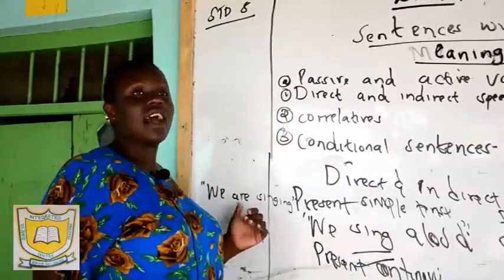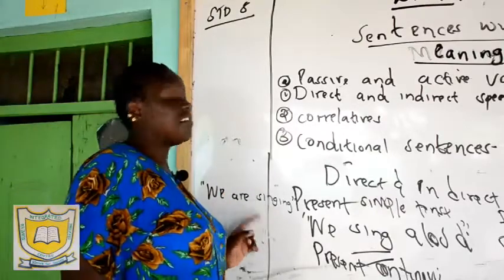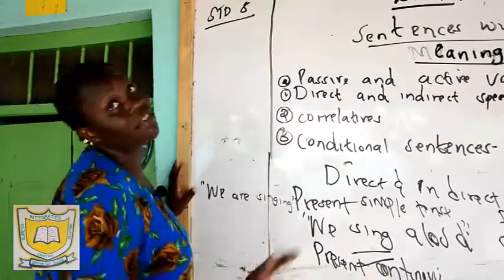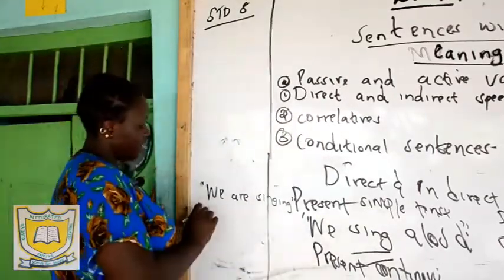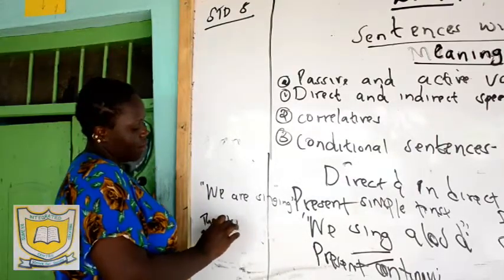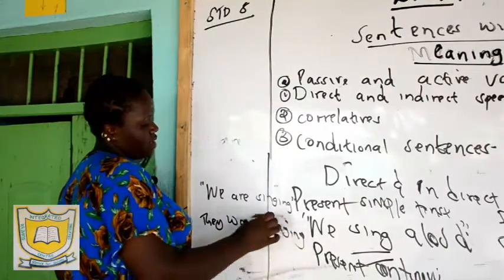We are singing. "Are" is plural, which means this sentence is plural. So you are going to say, they were singing. The present continuous changes to the past continuous. We are singing. Now we are singing. In the reported speech, it is going to be, they were singing. They were what? They were singing.